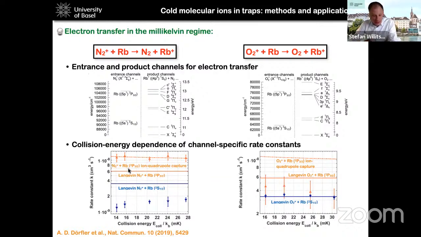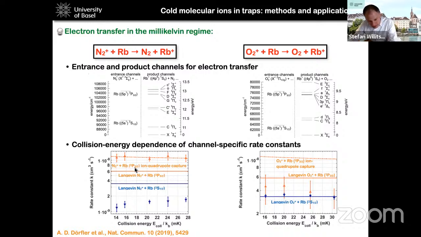And what we saw here also was that there's a massive difference, right, in the rate constants between collisions with rubidium in the ground state and with rubidium in the excited state as a function of the collision energy, and also the energy dependence seems to be quite different. Now, what is the reason for that? Let's have a look at the process in the excited state first.